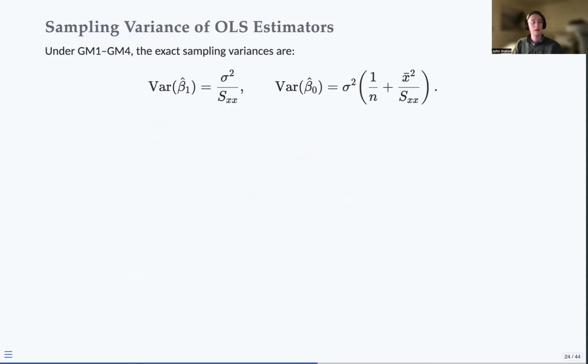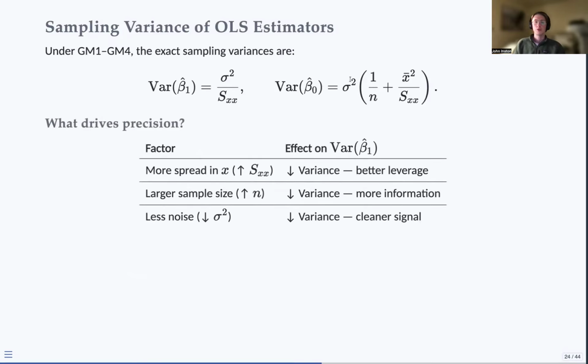For the sake of brevity, I was going to derive these expressions, but I'll skip through it. The sampling variances for these parameters are given on the lecture slides: variance of beta 1 and beta 0. Again, we can derive them using the standard procedure, but since everything is either not random or has the noise term, it's essentially just functions of the variance of the noise term, which is why the sigma squared follows through in both. But we write it in this form because we can interpret what drives precision.